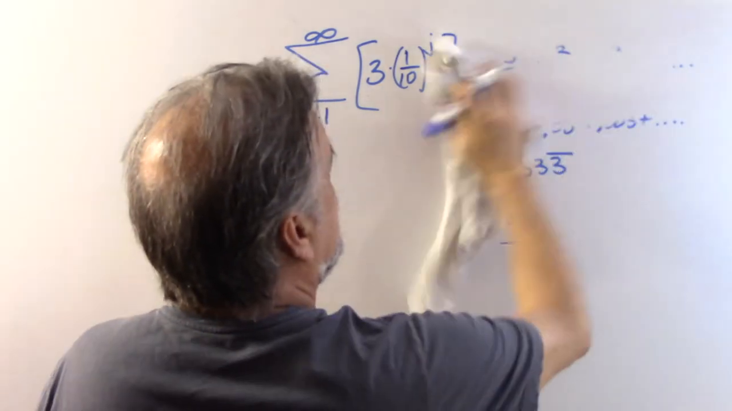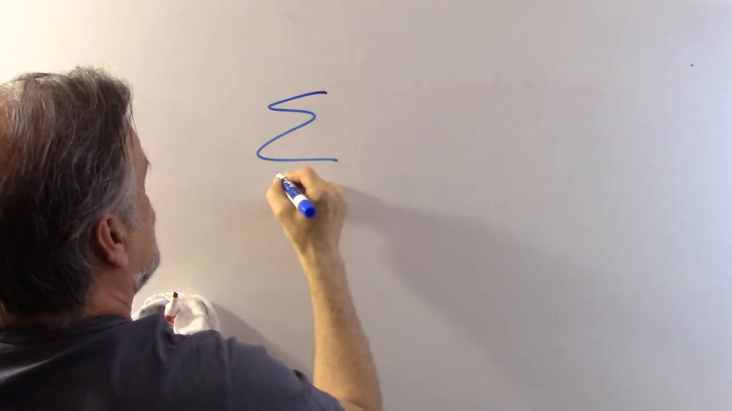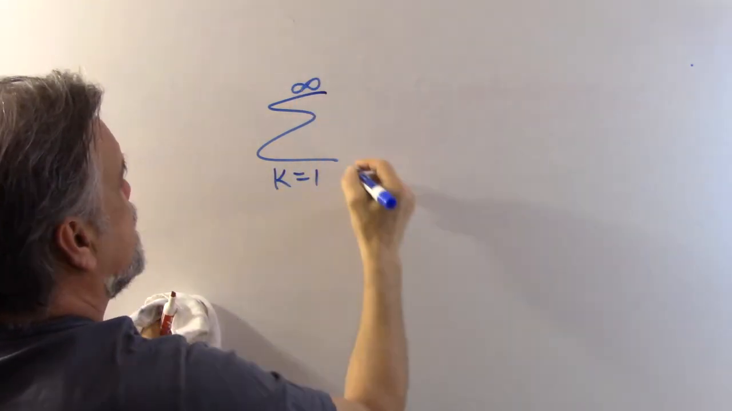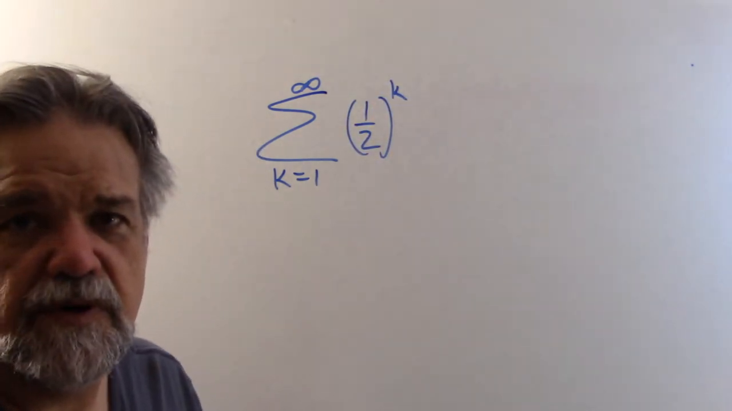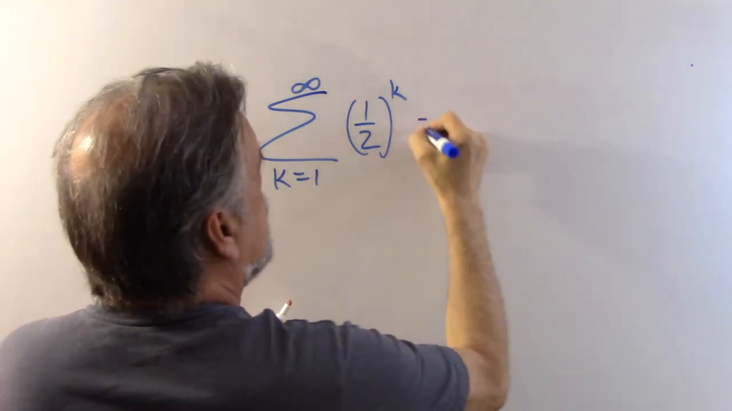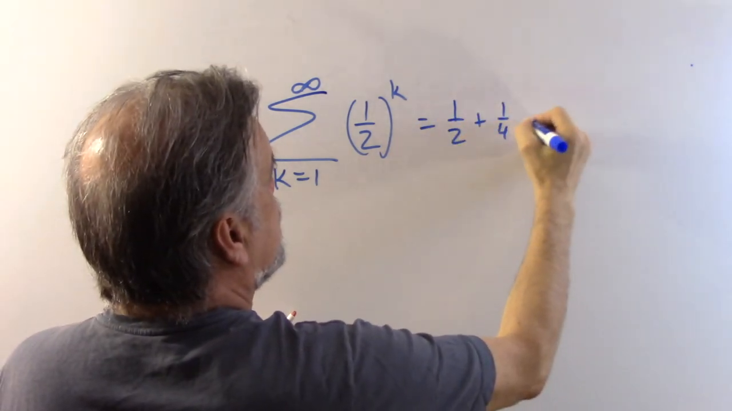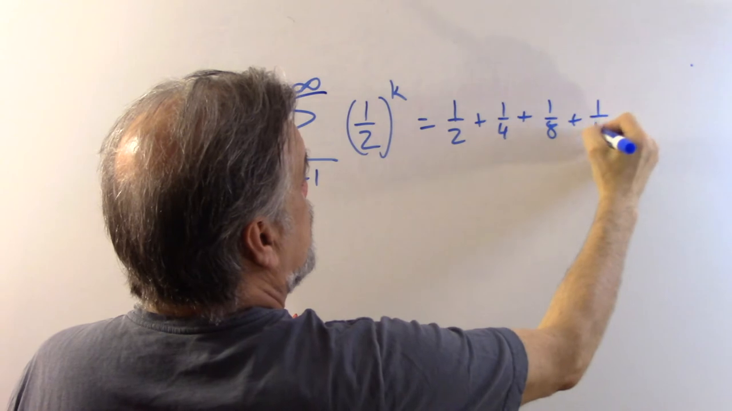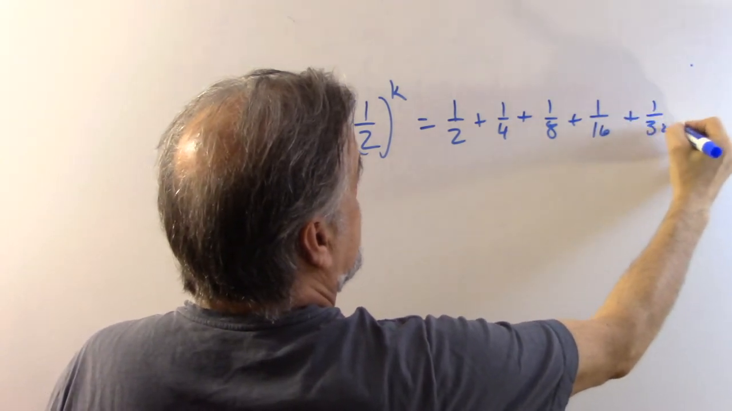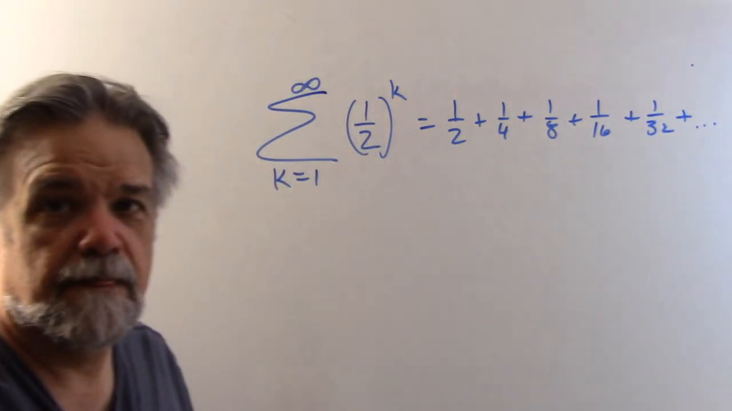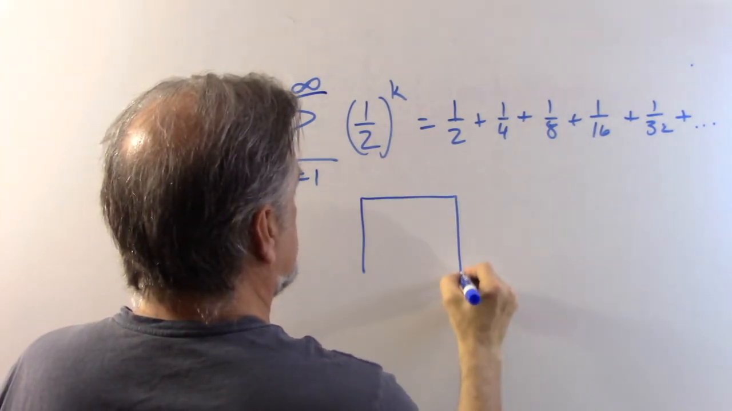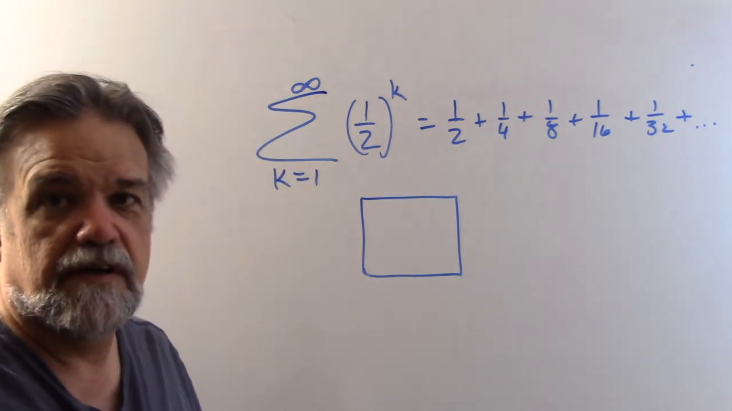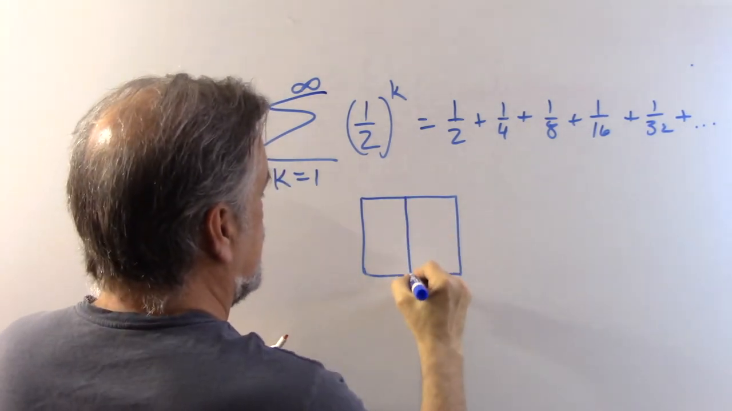One more example, and then we'll be done. Let's look at this. We'll use k this time. K goes from 1 to infinity of 1 half to the k power. What is that going to be? Well, it's going to be 1 half plus 1 fourth plus 1/8 plus 1/16 plus 1/32nd plus etc. Well, one easy way to visualize this is a square. Take that square. Here's a half.